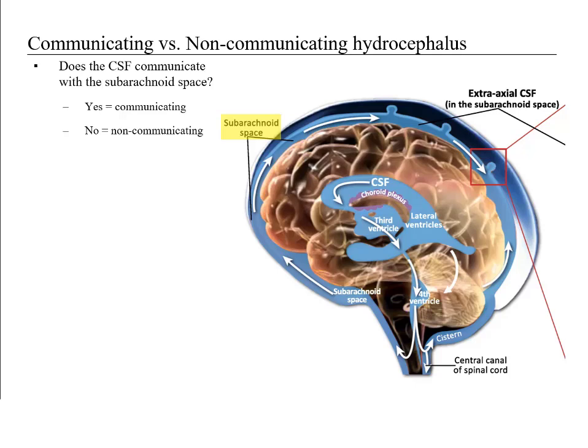Yes. Non-communicating hydrocephalus is also known as obstructive hydrocephalus. So if the CSF cannot communicate with the subarachnoid space, so you answer no to that question, then it's non-communicating. So this occurs when the flow of CSF is blocked along one or more of the narrow passages connecting the ventricles. The most common of these is stenosis of the aqueduct.